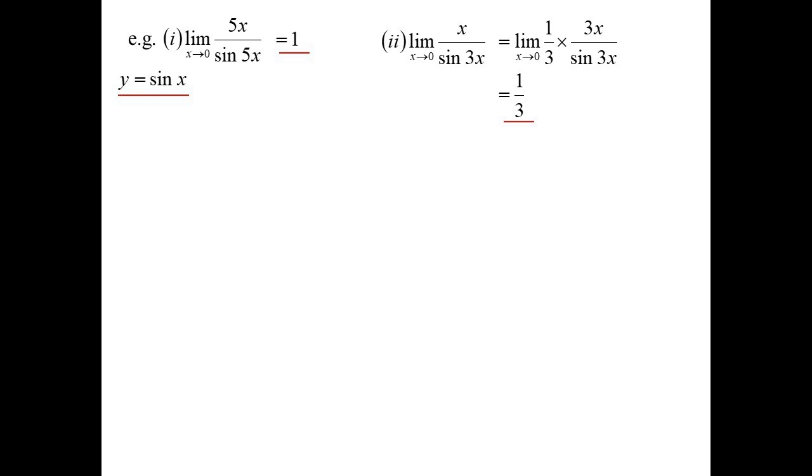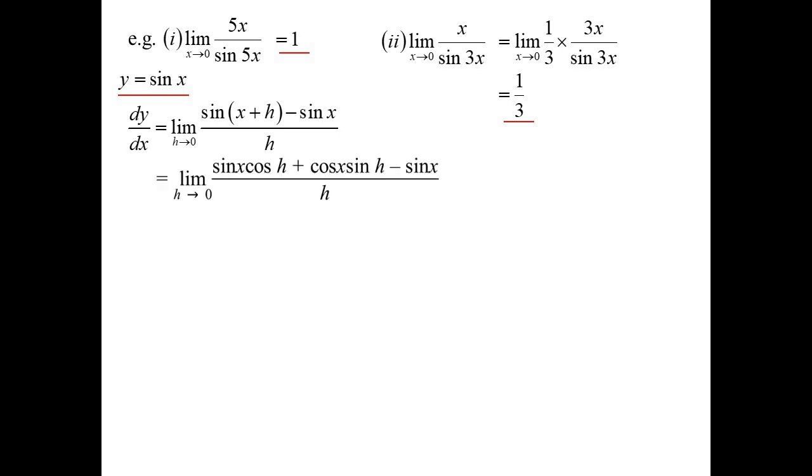Now, starting point, first principles. We get the limit as h approaches 0 of sine of x plus h minus sine x all over h. But of course we know sine of a plus b is sine cos plus cos sine. So I get sine x cos h plus cos x sine h minus sine x on h. Remember, the limit we know at this stage is x on sine x, or its reciprocal would also be 1, sine x on x. So let's pull that out, because that's the limit I know.